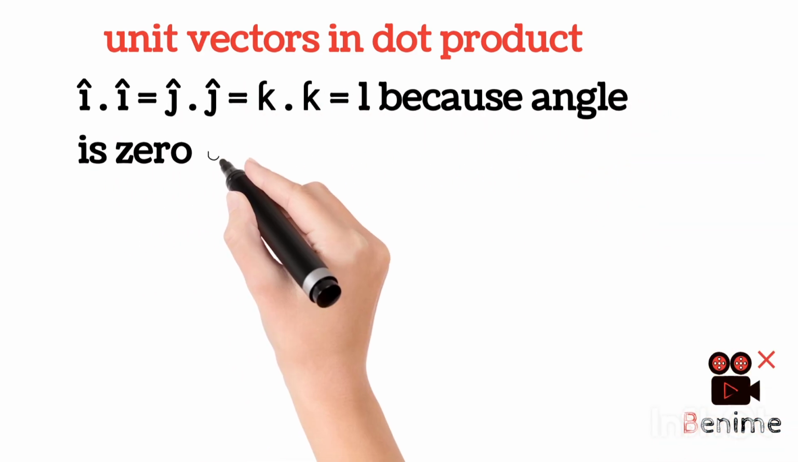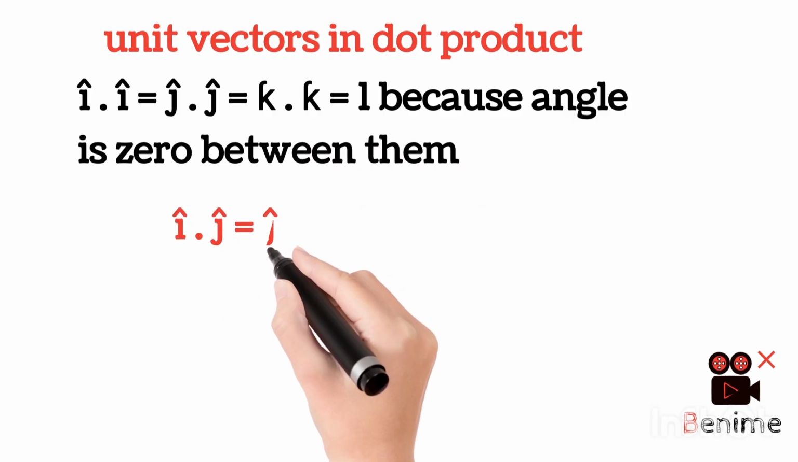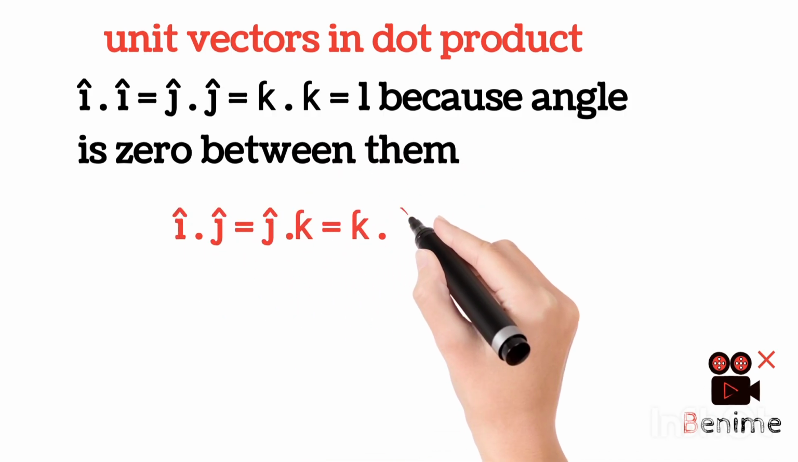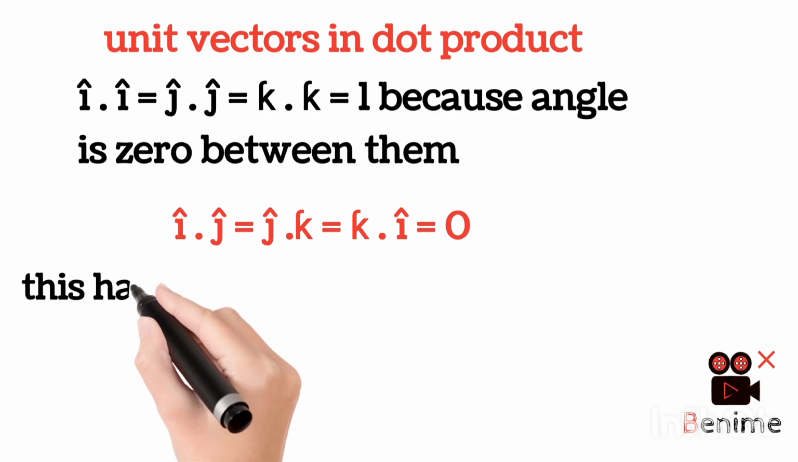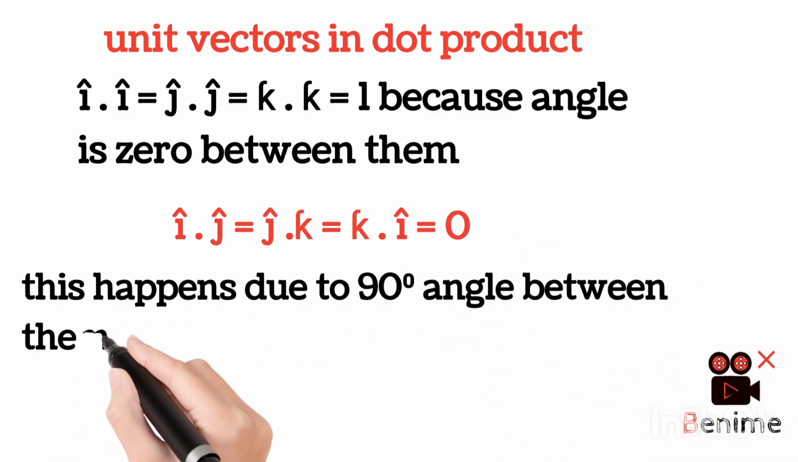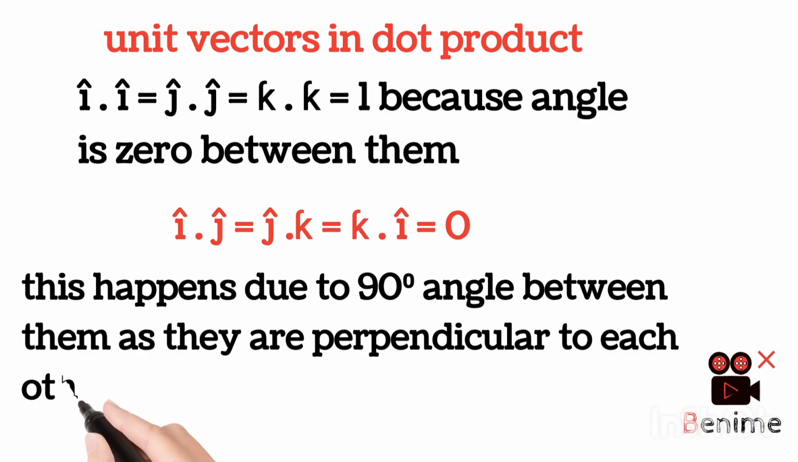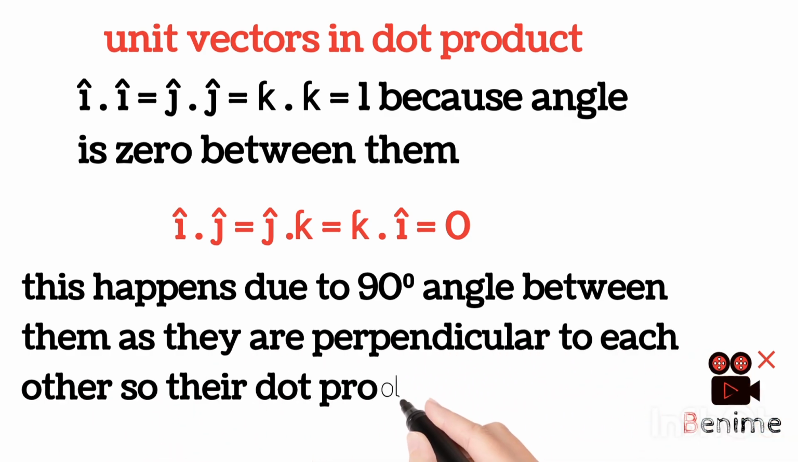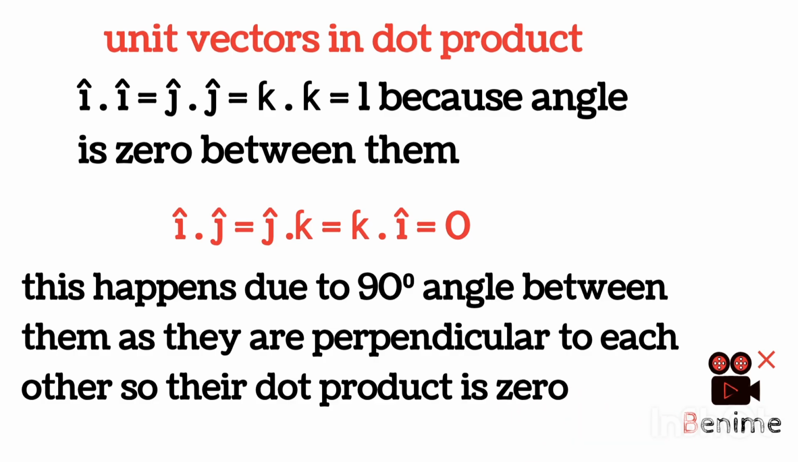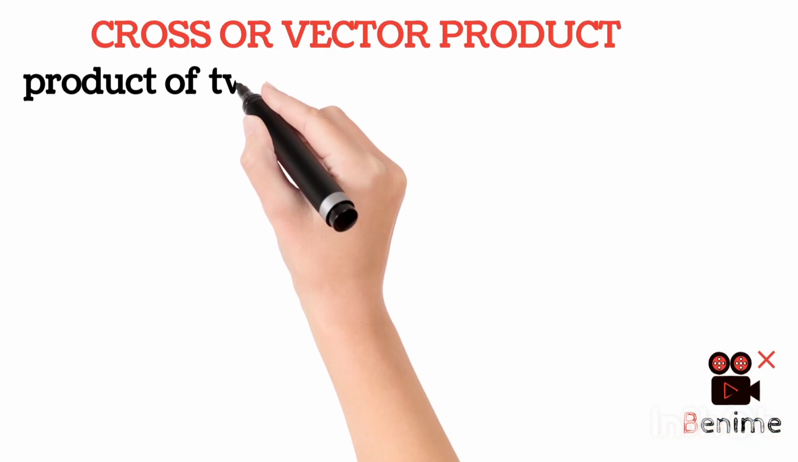For example, the i unit vector only gives a value when we take its dot product with itself, I mean, the i unit vector, because the angle between both vectors will be 0. The dot product between the i unit vector and the j or k unit vector will be 0 because they are perpendicular to each other and the angle between them is 90.